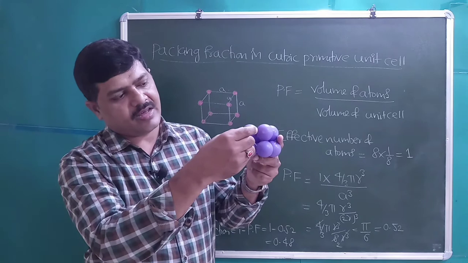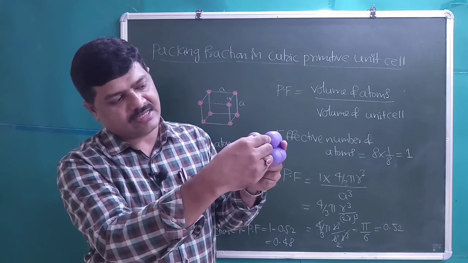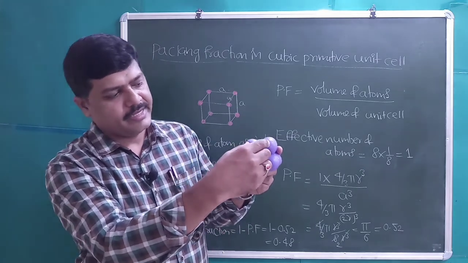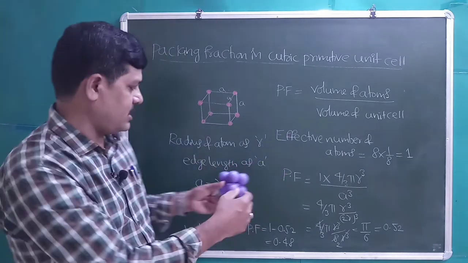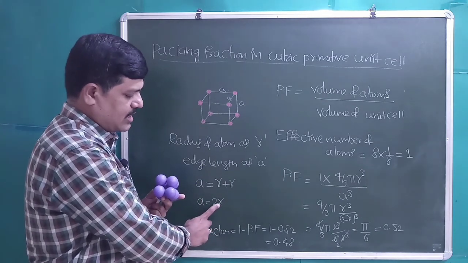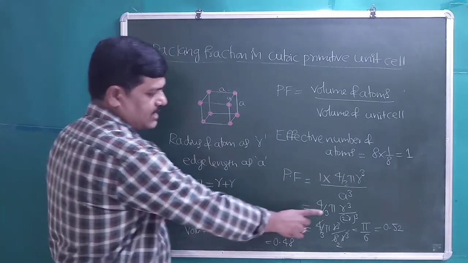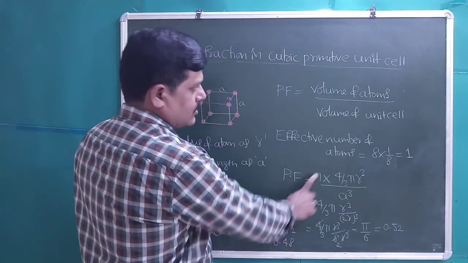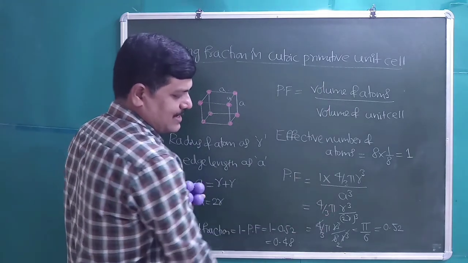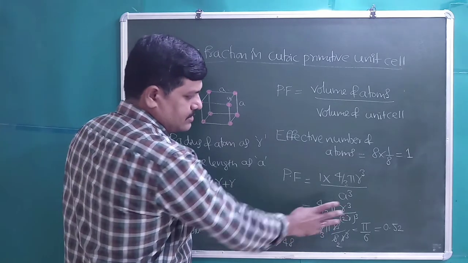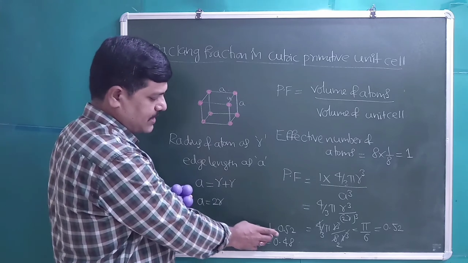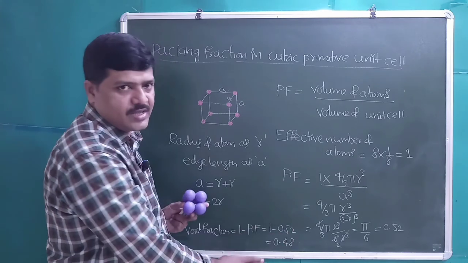So if we take one edge, this is center to center, this is a, which is equal to r plus r. a is equal to 2r. So this a value in terms of 2r, in terms of r, we are substituting here in the packing fraction, volume of atoms by volume of unit cell. By simplifying we are getting packing fraction is equal to 0.52 and void fraction is equal to 1 minus packing fraction. 1 minus 0.52 is 0.48.